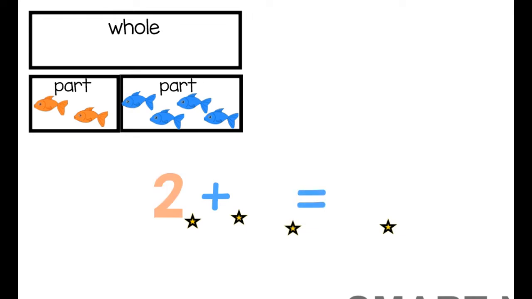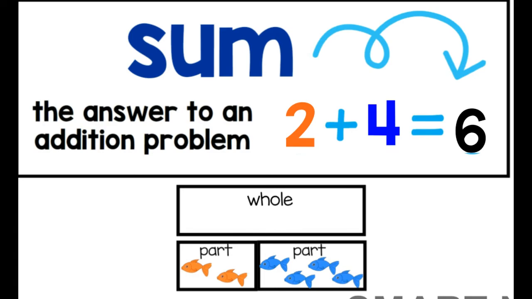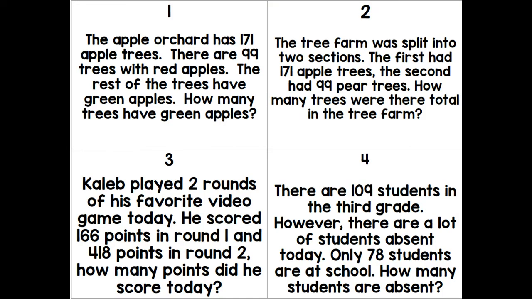I have 2 orange fish, 4 blue fish. You put the 2 parts together and you get 6 fish in all. My whole is 6 fish. Do you remember what we call the answer to an addition problem? We call the answer to an addition problem the sum. Remember, our objective is I can solve whole word problems.